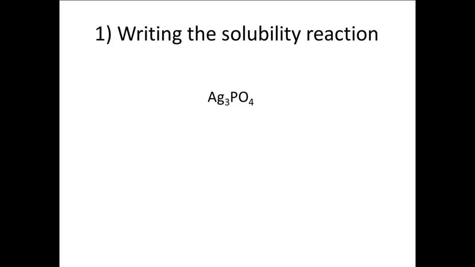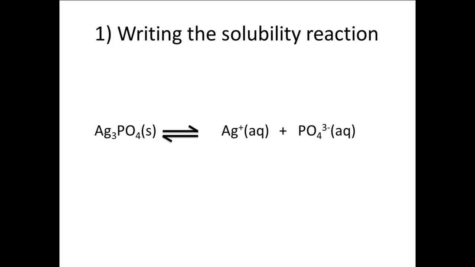When we have a solubility equilibrium, the form of the reaction is always an ionic solid in the reactants and the separated aqueous ions in the products. So, since the compound is Ag3PO4, we start with that formula as a solid in the reactants. The products of the reaction are the aqueous ions of the compound, Ag+, the silver ion, and PO4 3-, the phosphate ion. To balance the equation, we need 3 silver ions.